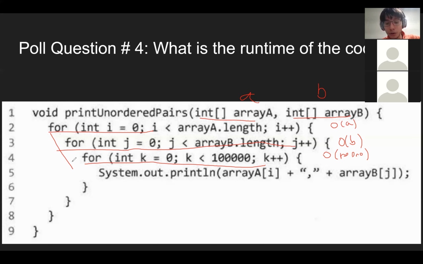And how many times do we do the innermost loop? Well, we do it however many times this one runs, times 100,000. And this one here, we run B times however many times we run this one. This one we run A times, this one we run B times. So far, A times B times 100,000. So we end up with AB times 100,000.